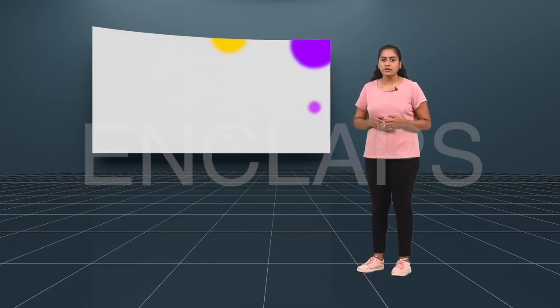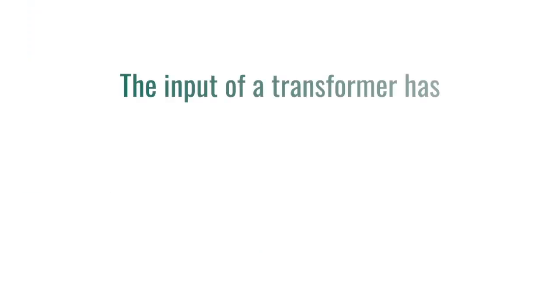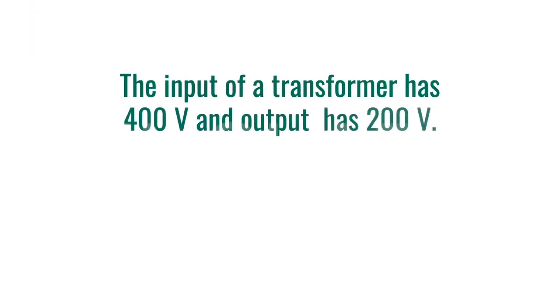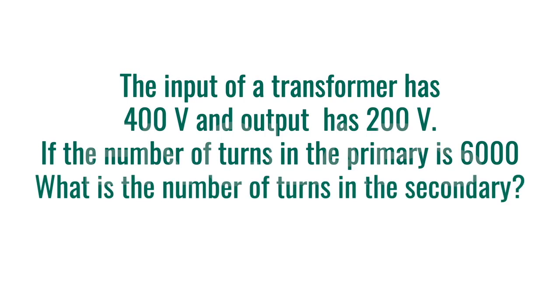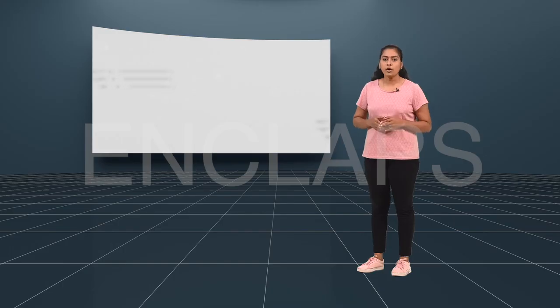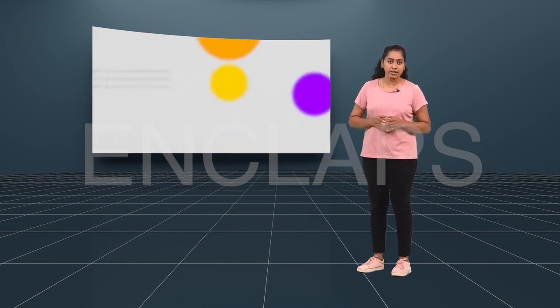So, let's go to the next question. The input of a transformer has 400 volt and output has 200 volt. If the number of turns in the primary is 6000, what is the number of turns in the secondary? In this problem, we have to find out the total number of turns in the secondary coil.